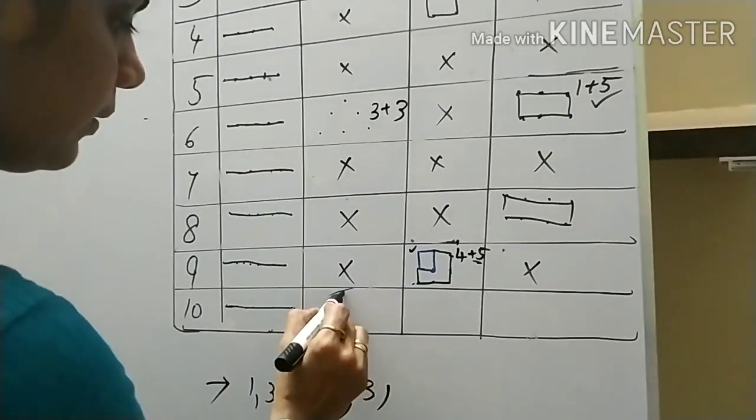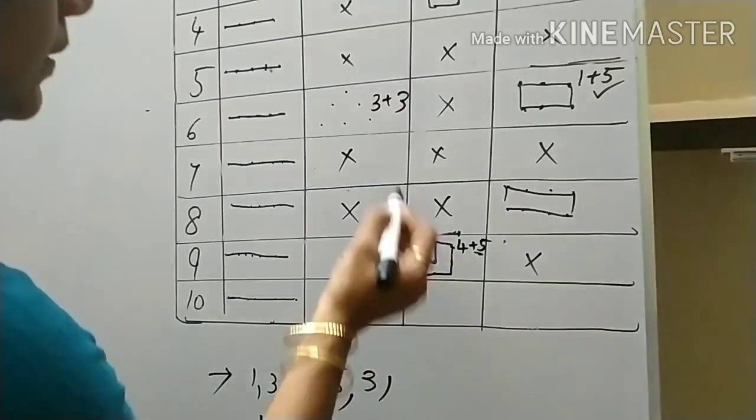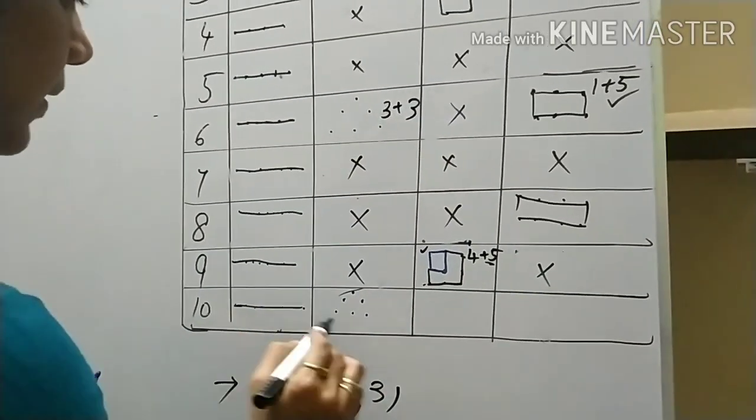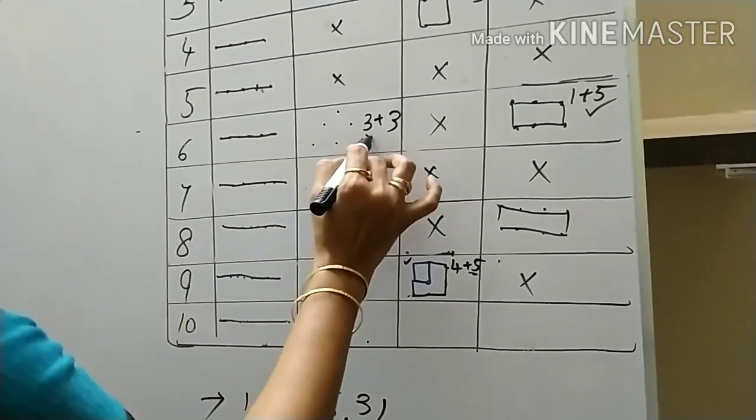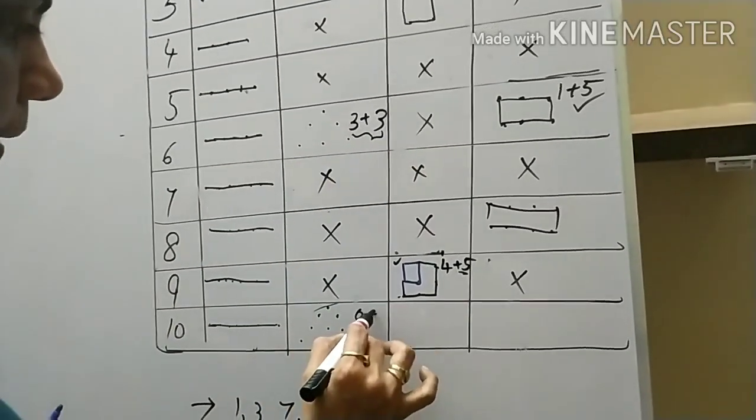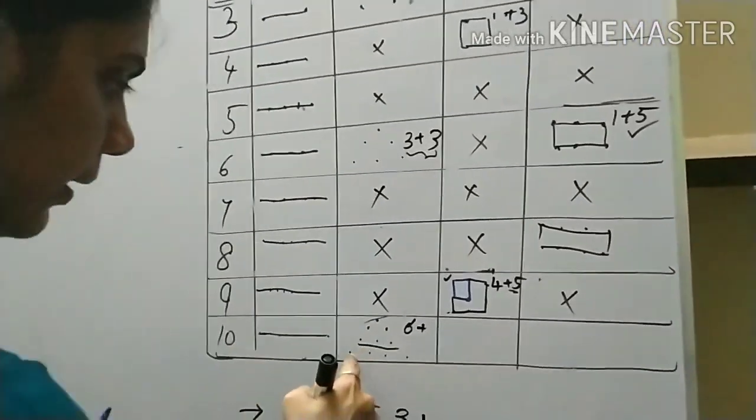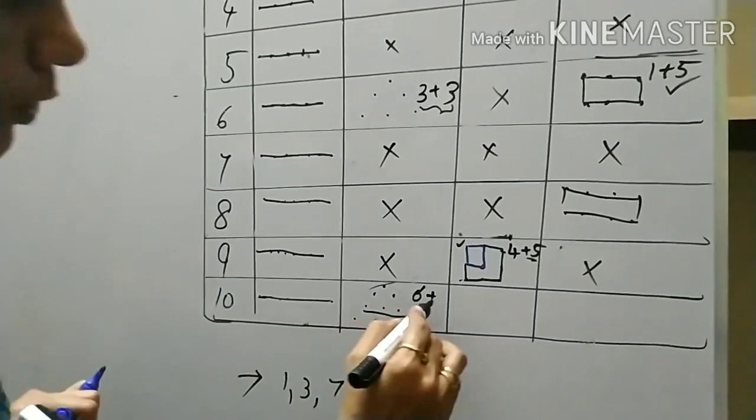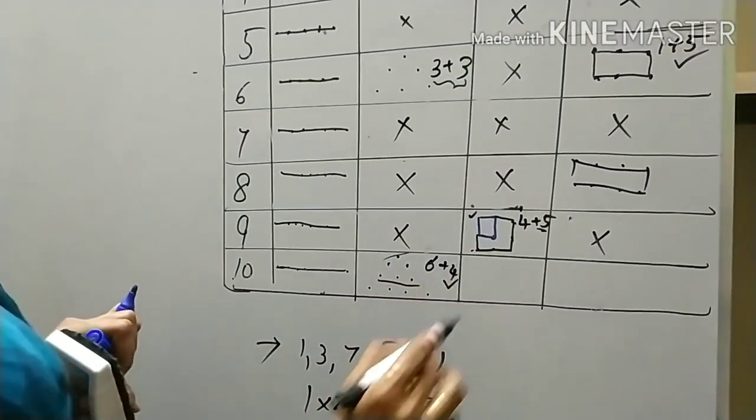Now come to this one, triangle. This triangle: 1, 2, 3, 6 completed. Next 1, 2, 3, 4. So already you have completed 6. 6 plus, so up to here you have 6, right? Another, how many dots have you added here? 4 dots. 6 plus 4, that is 10. So you can form a triangle here.